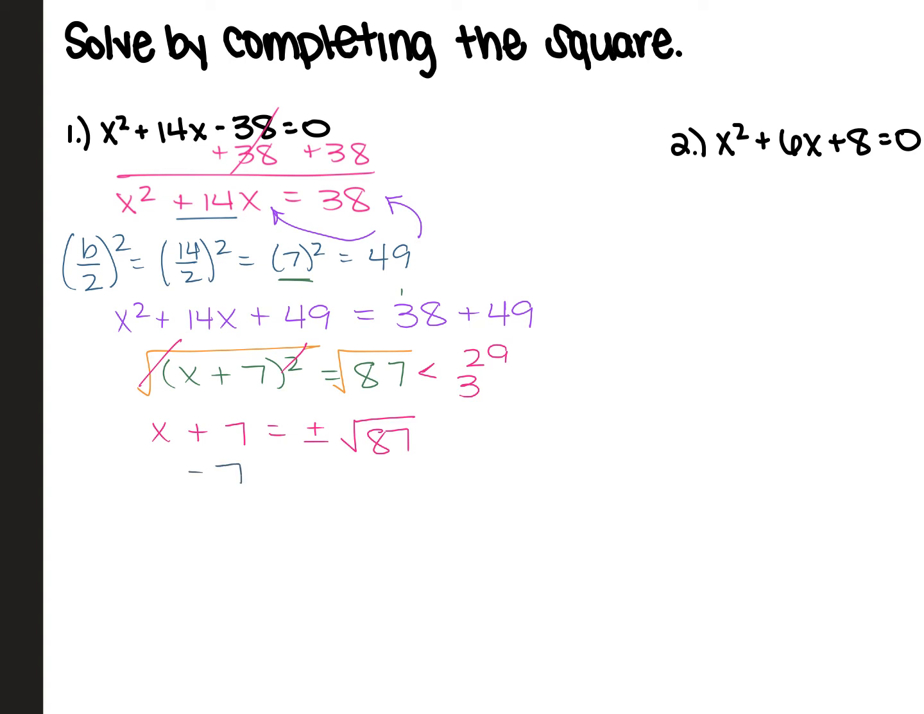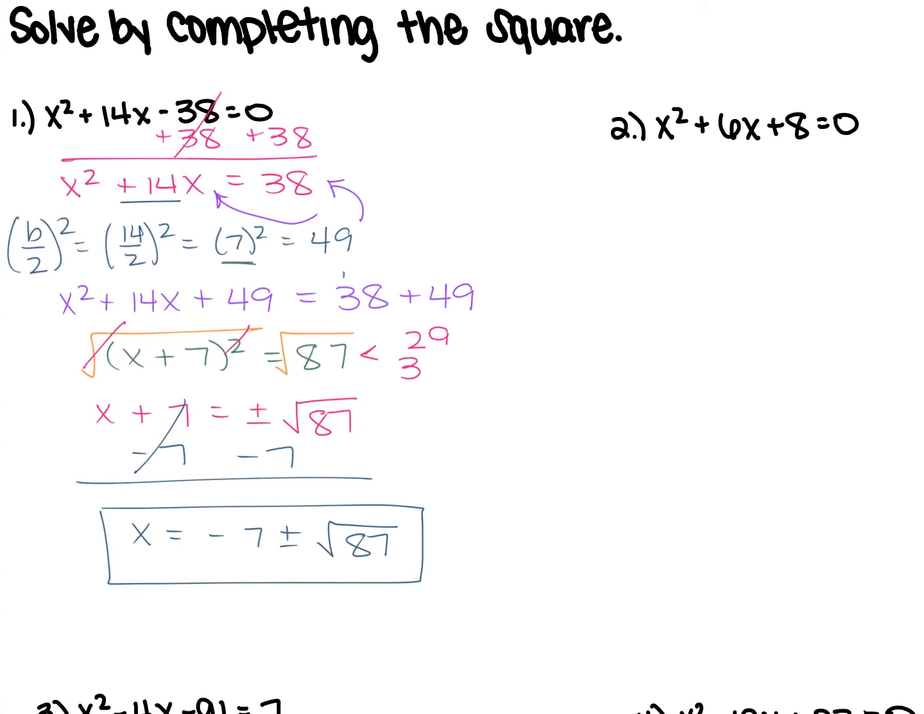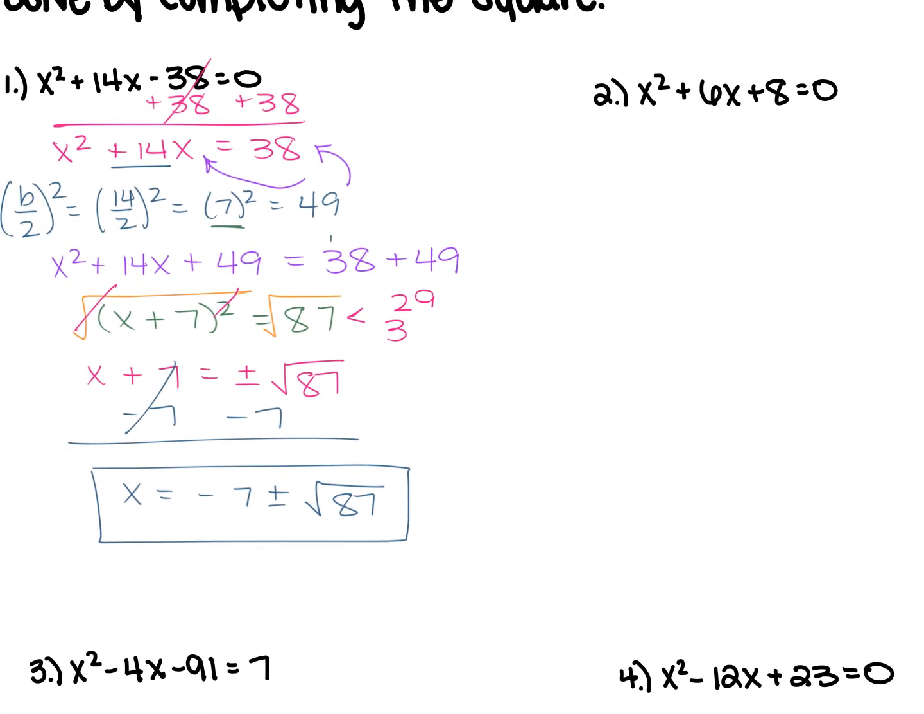We move the 7 over now to get x by itself, and that gives us x is equal to -7 plus or minus the square root of 87. And again, we keep that -7 first because that is your rational part. Your irrational part, which is the square root of 87, is what goes last.